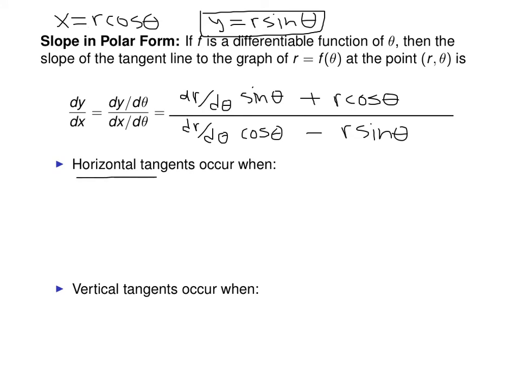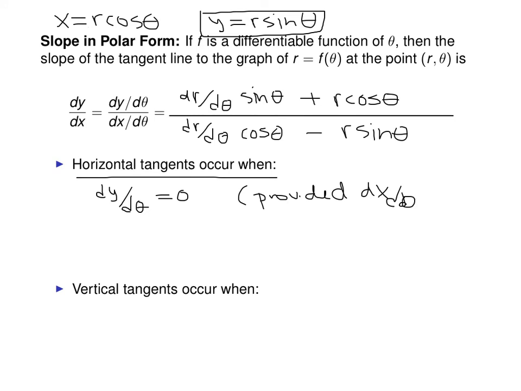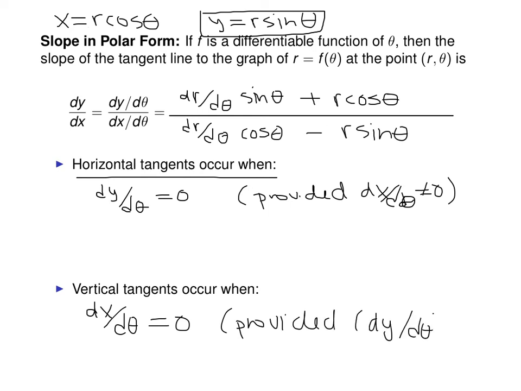Now, horizontal tangents occur when the numerator, dy d theta, is equal to 0, provided dx d theta does not equal 0. So if the numerator and denominator are both 0, we'll have to be a little bit more careful. And vertical tangents occur when the denominator, dx d theta, equals 0, once again provided that the numerator, dy d theta, does not equal 0. And using that, let's find some horizontal and vertical tangents.